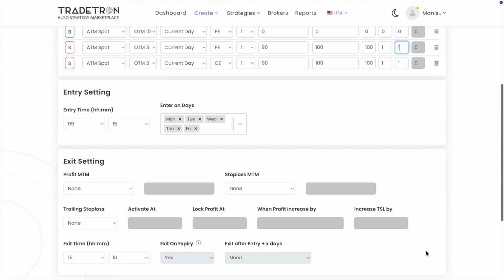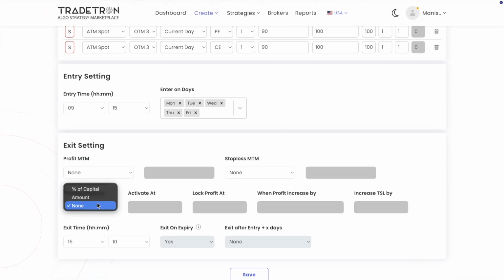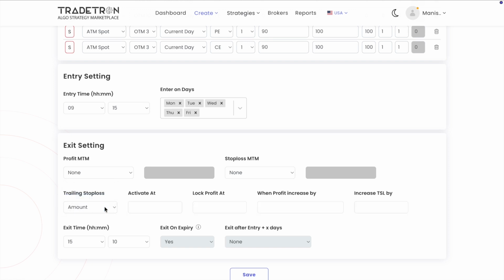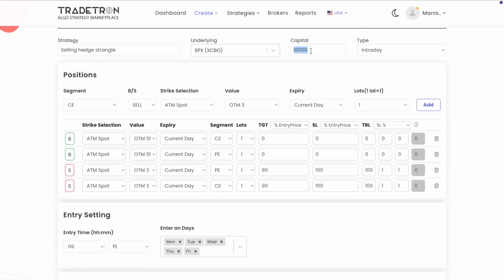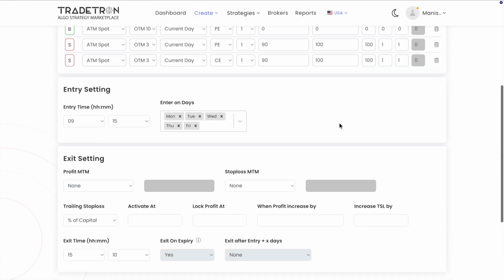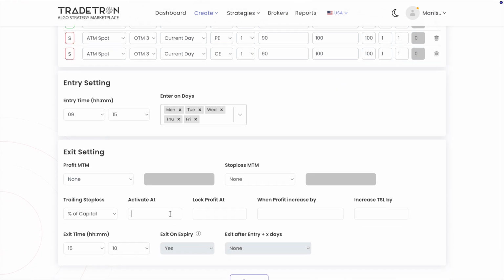Now coming to strategy level trailing stop loss. This works on the combined P&L of all legs, not individual legs. The logic remains similar to entry percent trailing. The key difference is that here, percentage is calculated based on capital. So if capital is $10,000 and you set 5, that means $500.